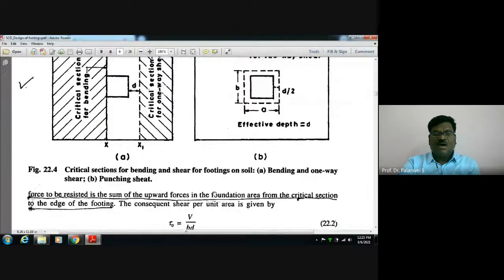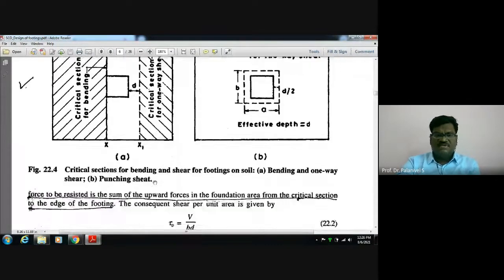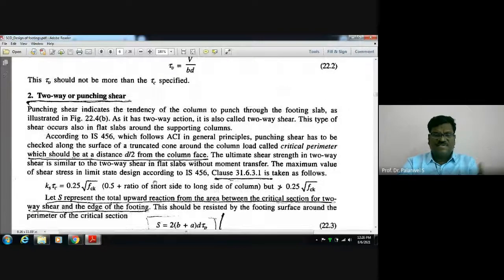And how do you get this one? What is the total shear resistance force here? The area L into D into tau C is equal to the total shear force here, which is this plan area into the upward pressure. From this, we are going to get what should be the D required here. While doing a numerical problem, you will understand. That time, once again, I will explain so that you will understand easily. With notation, if I explain, you may feel it is hard. Since we are discussing, I am telling all these things.